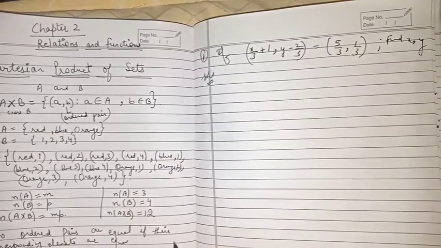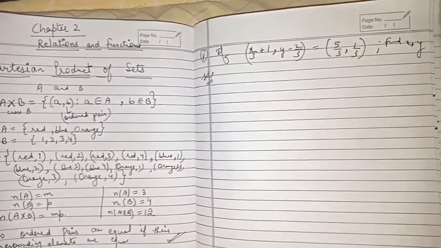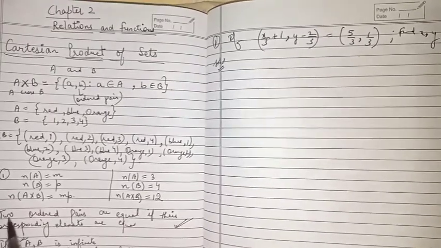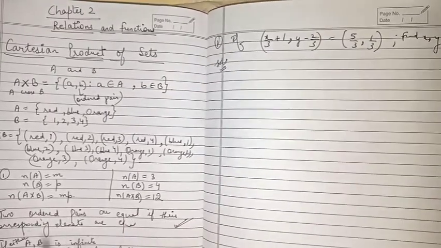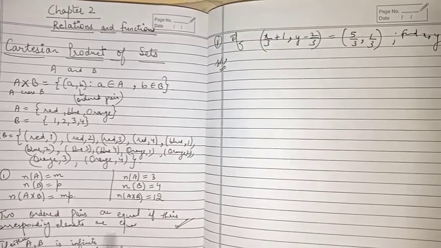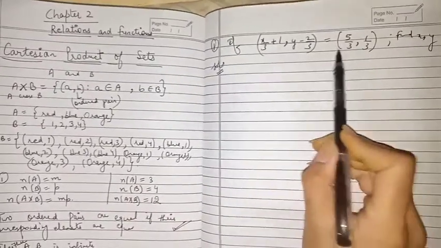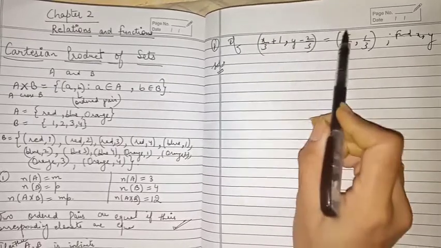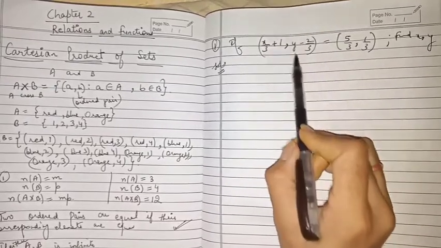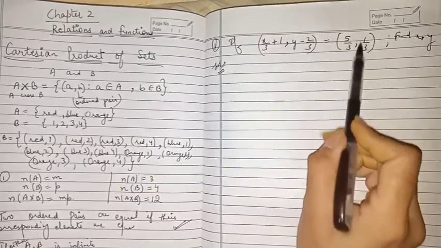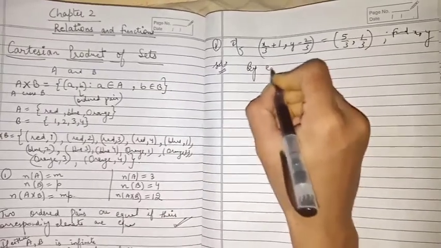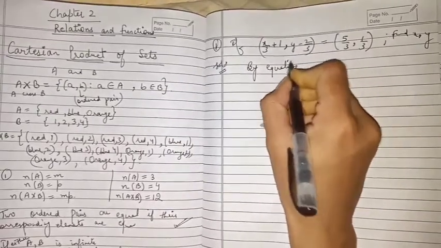We will use the second result. In the second result, we have already studied that two ordered pairs are equal if their corresponding elements are also equal. Now these two pairs are equal. This means this first element is equal to this first element, and this second element is equal to this second element. So we can write this result by equality of ordered pairs.